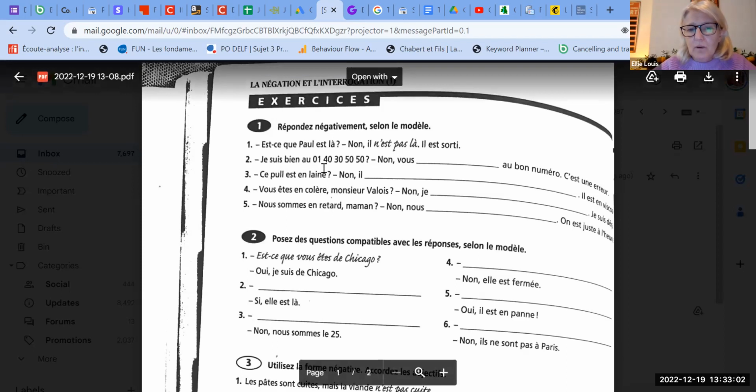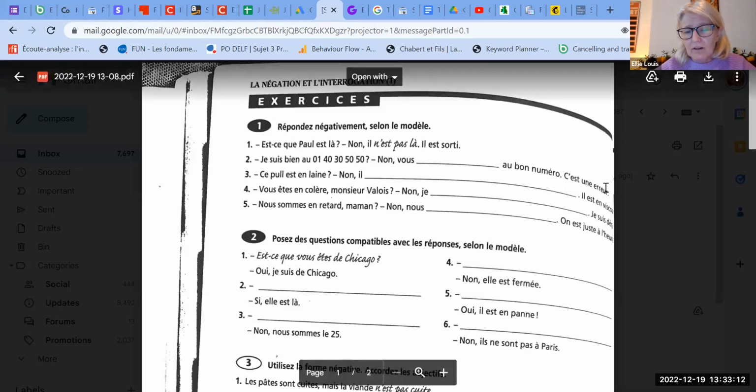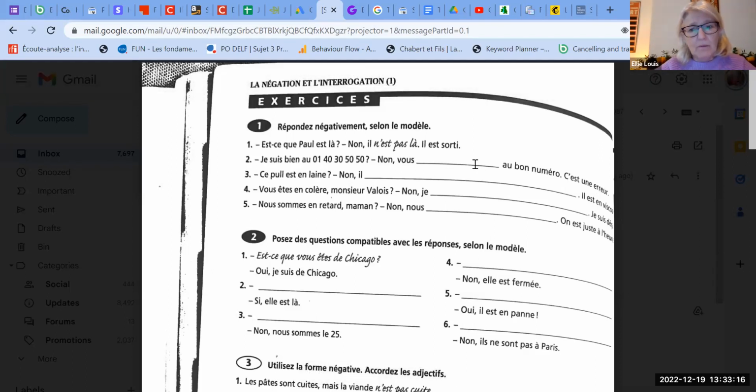Je suis bien au 01 40 30 50 50? So am I at the right number? Non, vous n'êtes pas au bon numéro. C'est une erreur. So, vous êtes pas. I'm not going to write this because this is a PDF, so I can't write on here. You don't need me to write that for you. Vous êtes pas.